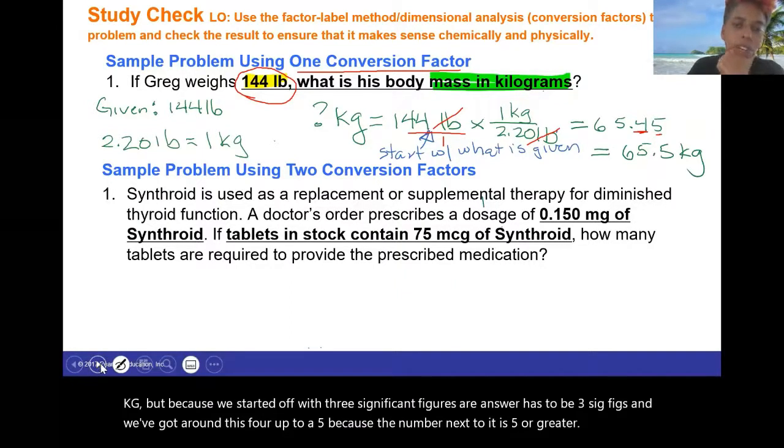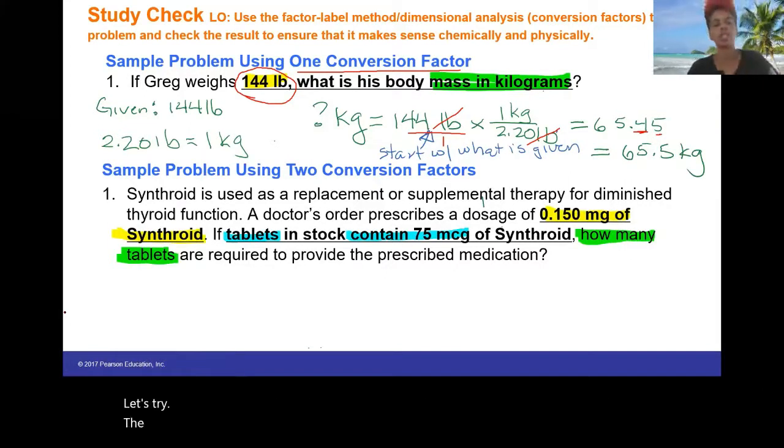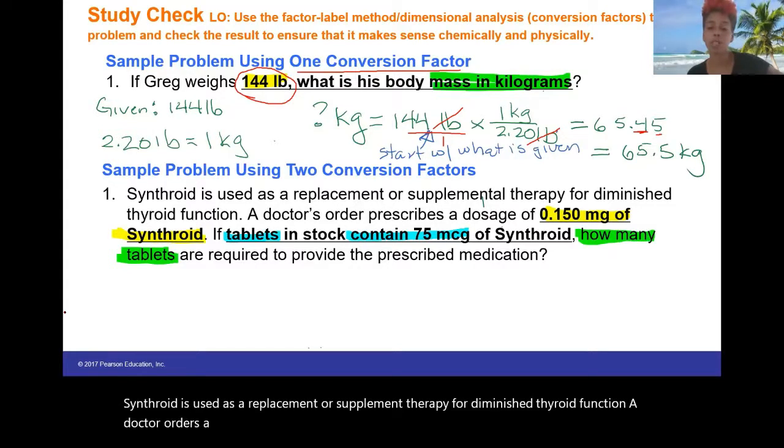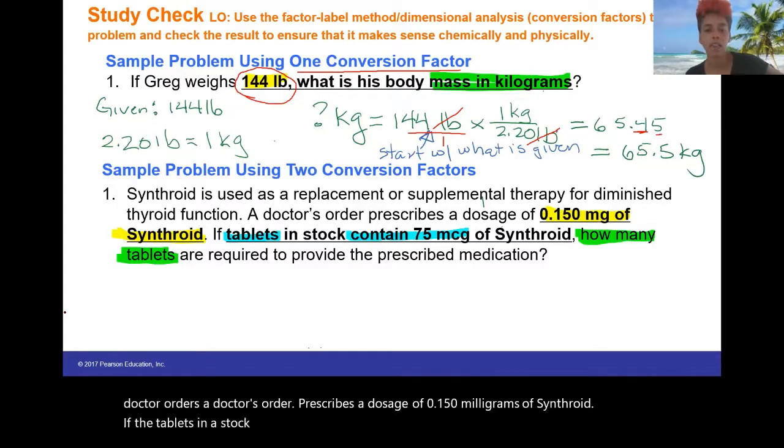Okay, let's try the next problem. Synthroid is used as a replacement or supplement therapy for diminished thyroid function. A doctor's order prescribes a dosage of 0.150 milligrams of Synthroid. If the tablets in stock contain 75 micrograms, how many tablets are required to prescribe the medication?